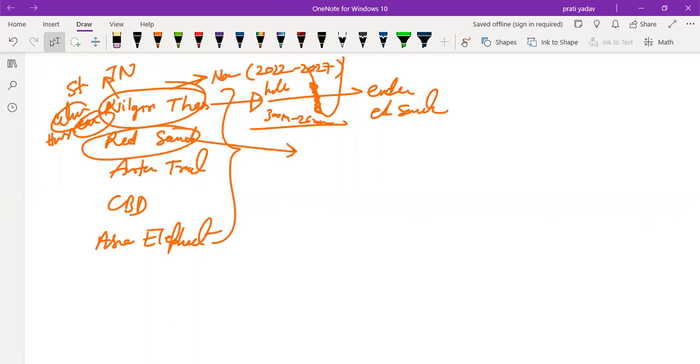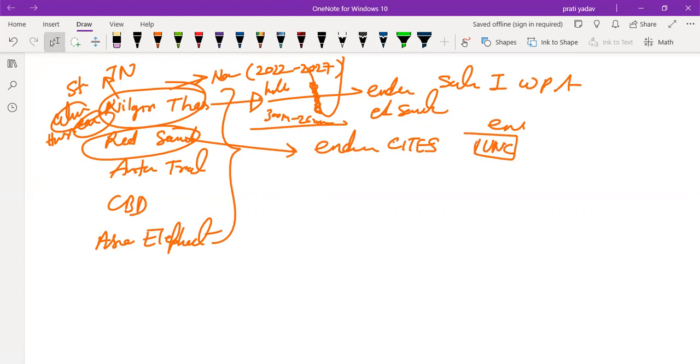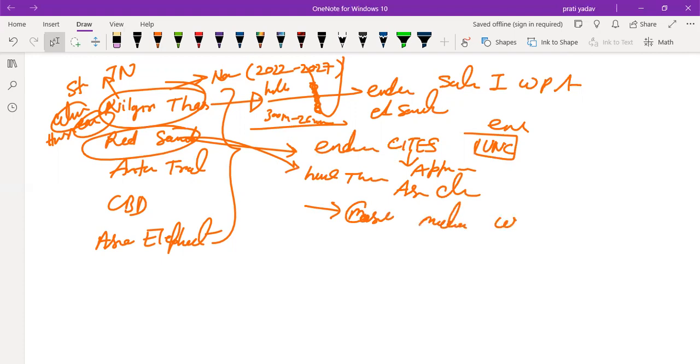Red Sanders is endangered. Nilgiri Tahr is in Schedule 1 of the WPA. Red Sanders is put in the endangered list of the IUCN, and CITES listing is pending too. It is due to its hue and its therapeutic properties. It is very much in demand in Asia, particularly in China, and red sanders is used in cosmetics, in medicine, in woodcraft, and in furniture.